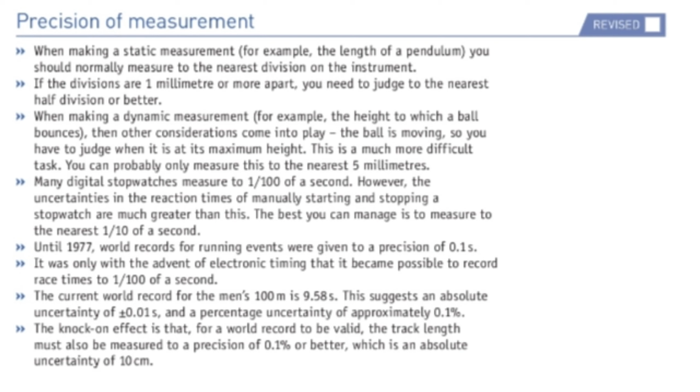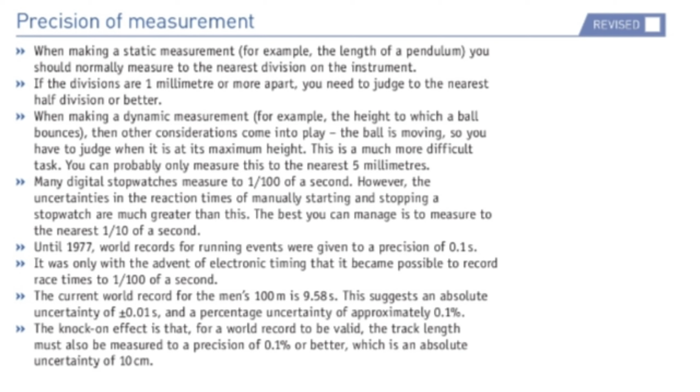Many digital stopwatches measure to 1 one-hundredth of a second. However, the uncertainties in the reaction times of manually starting and stopping a stopwatch are much greater than this. The best you can manage is to measure to the nearest 1/10 of a second. Until 1977, world records of running events were given to a precision of 0.1 seconds. It was only the advent of electronic timing that made it possible to record times to one-hundredth of a second. The current world record for men's 100 meters is 9.58 seconds.